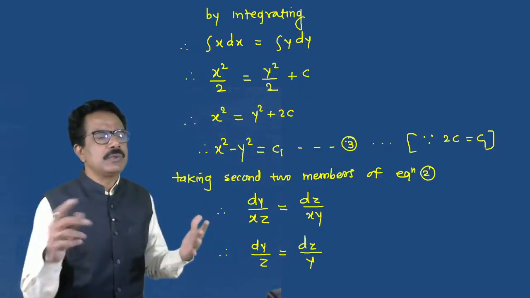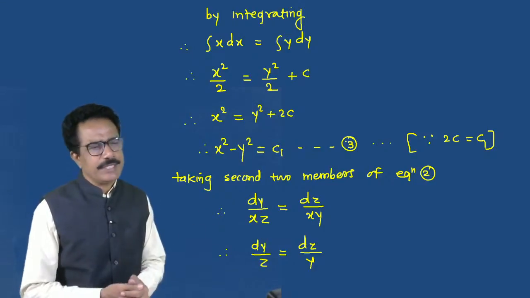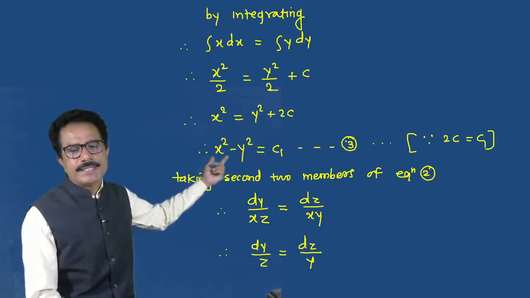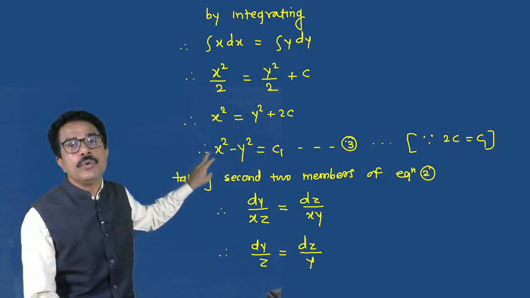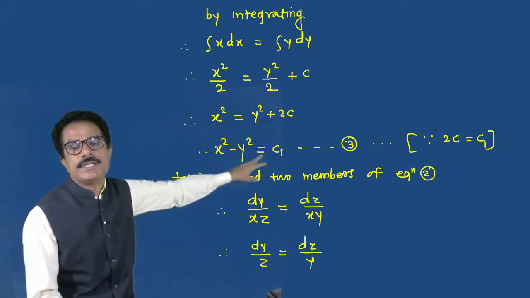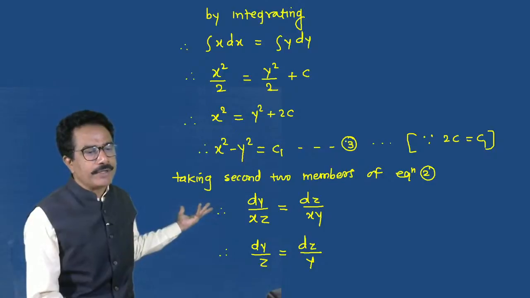We can consider 2c as c1. As c1, there is no problem. So we will write x square minus y square equals c1, that is u of x, y, z equals c1. Now take the second member of equation 2.